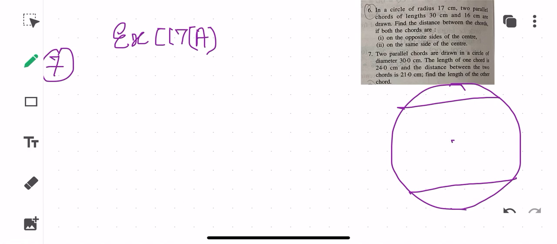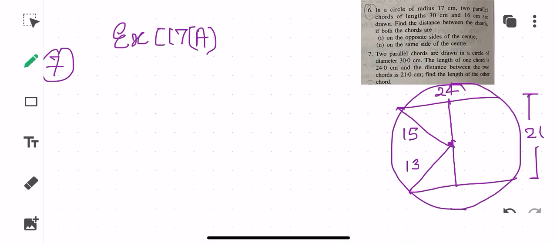So what is diameter, children? If diameter is 30 centimeter, then if I join it like this, this is going to be equal to how much? This is the radius, which will be equal to 15 centimeter. So this also I will take as 15 and this also 15. The length of one chord is 24 centimeter. So suppose for the upper one I am taking this as 24 centimeter, and the distance between two chords is 21 centimeter. What does distance between two chords mean, children? It means this total length, which they are saying is equal to 21 centimeter.